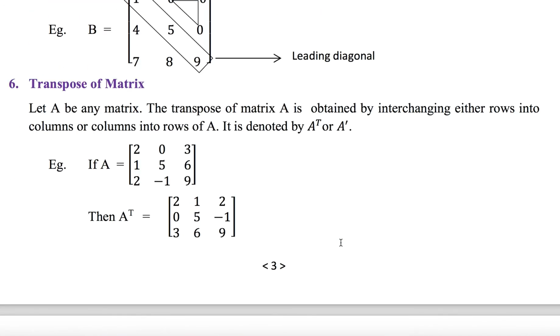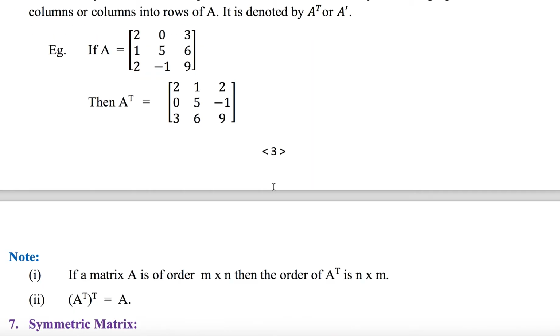A transpose, how to get the transpose? If you change the elements of the row to the column, and the column to the row, they are called transpose. For example, in this matrix A, 2 0 3 is the first row. Make it the first column. 1 5 6, second column. 2 minus 1 9, third column. Then you get the transpose. If you check the column as well, this column becomes the row in the transpose matrix. Both are interchanged. The columns and the rows are interchanged simply.